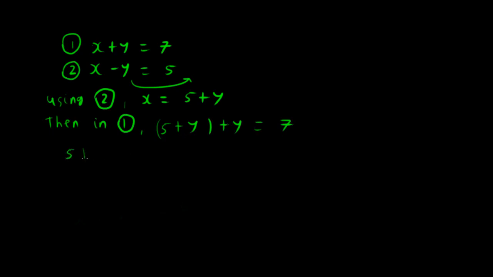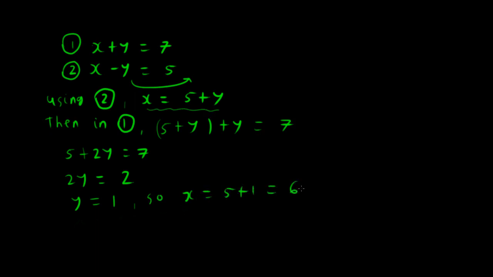We get 5 plus 2y is equal to 7. Then subtracting 5, we get 2y is equal to 2. And then dividing by 2, we get that y is equal to 1. So we found y. How can we find x? Well, x is equal to 5 plus y. So we can substitute the value for y into this expression over here for x. So therefore, x is equal to 5 plus 1, which is equal to 6. So we found x and we found y.